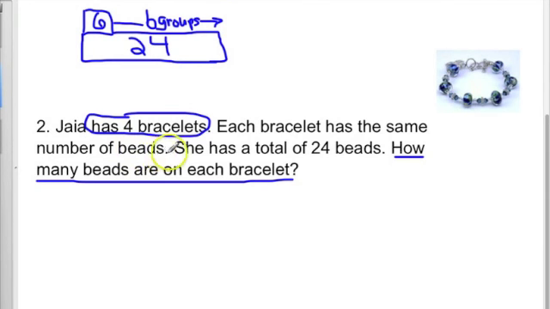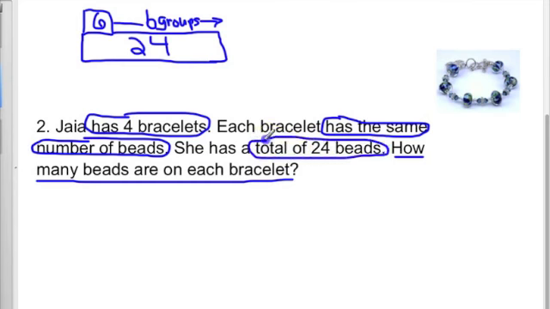So again, I am going to take this information here, has the same number of beads. So each bracelet, I don't know how many. I just know that they have the same number of beads. So that is going to show my variable. She has a total of 24. That's going to equal 24.